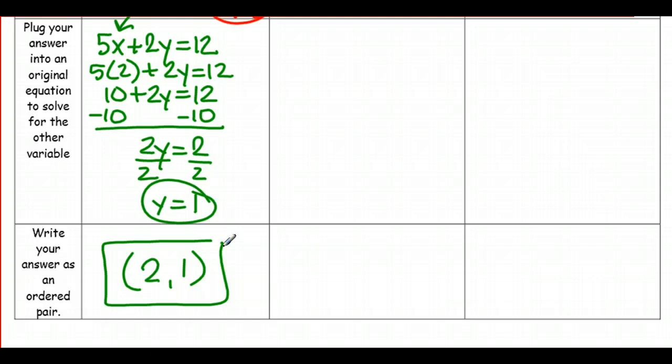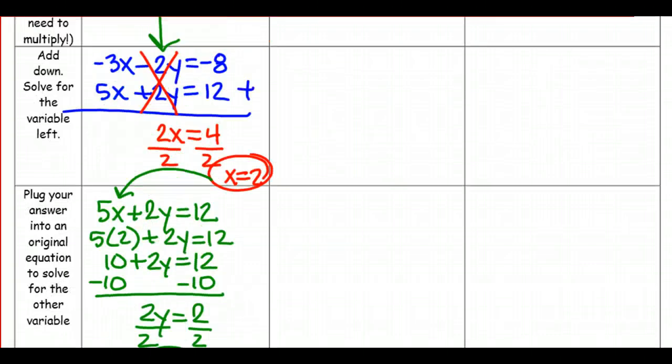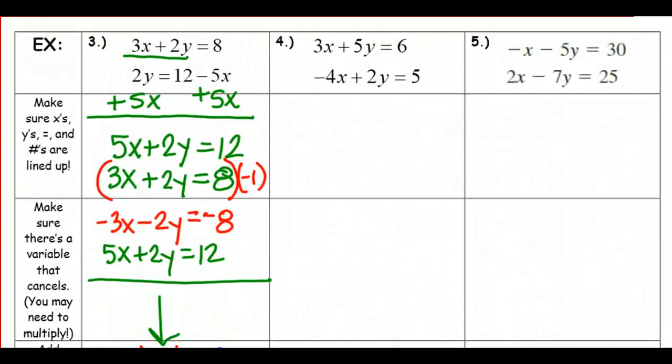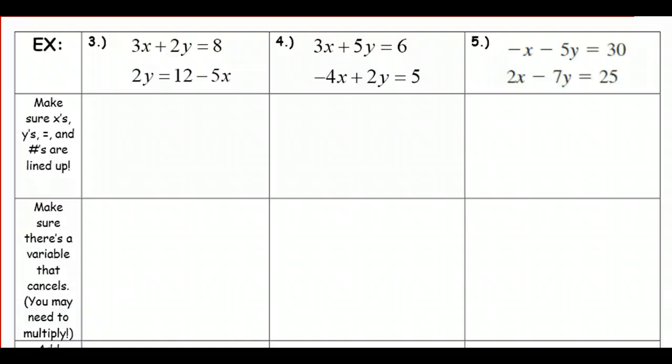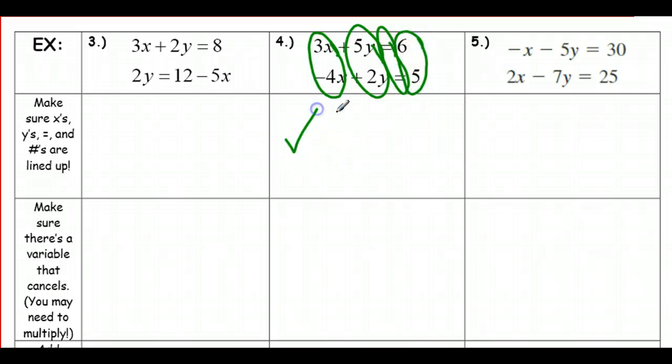All right, nice job. Let's go ahead and move on to the next problem. All right, number 4. Now before I move on, I'm just going to clear the board so that it doesn't get confusing. All right, in number 4, again in step 1, we want to make sure our x terms are lined up, our y terms are lined up, our equals is lined up, and that our constants are lined up. In this case, they are, so we are done with step 1.